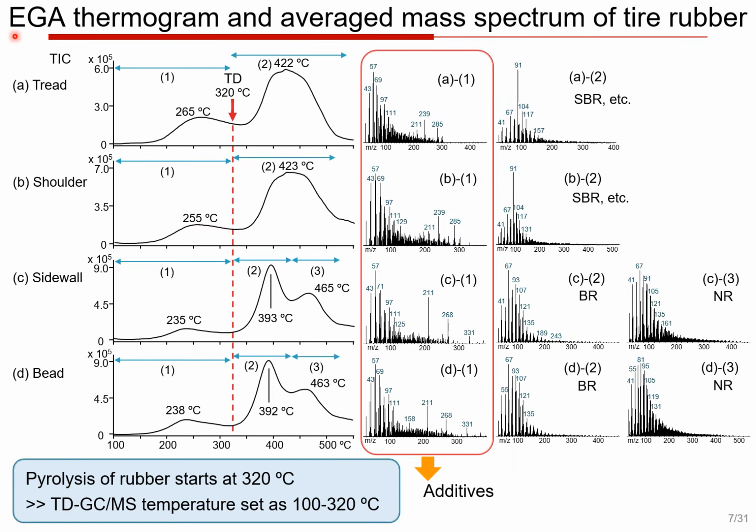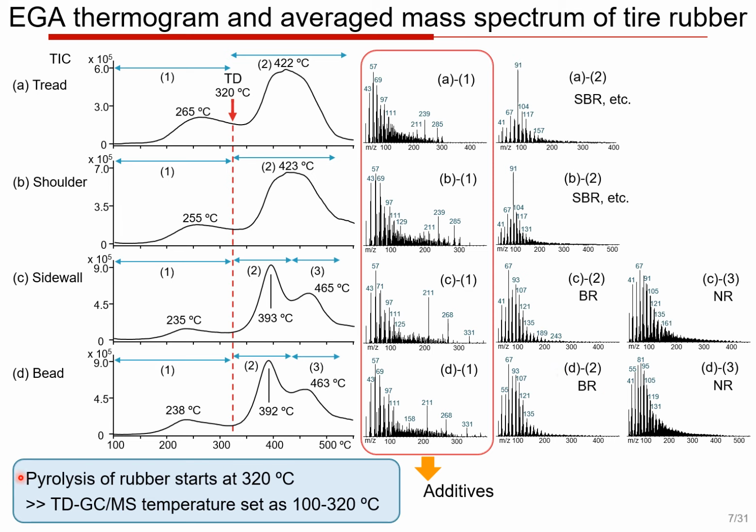Here are the EGA thermograms of tire lava and the average mass spectra of each part. The EGA thermogram shows that there is one peak up to 320 degrees C and another peak at a higher temperature range. The average mass spectra shows that all parts are likely to be additive components. The average mass spectra of the peak at higher temperature range also shows that A and B are components of SBR, while C and D are components of BR and NR.